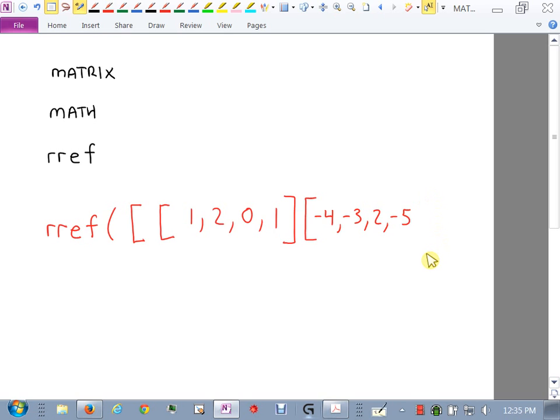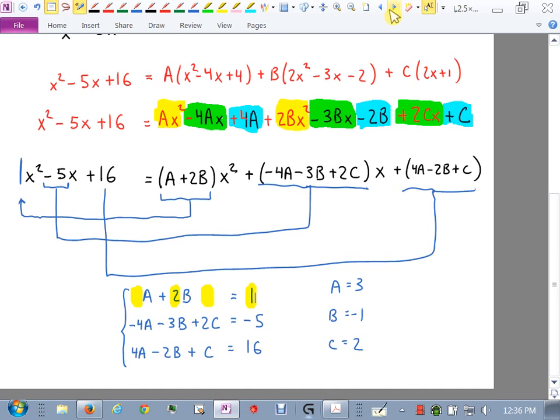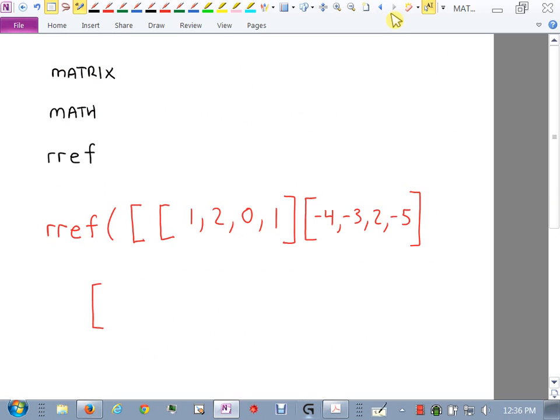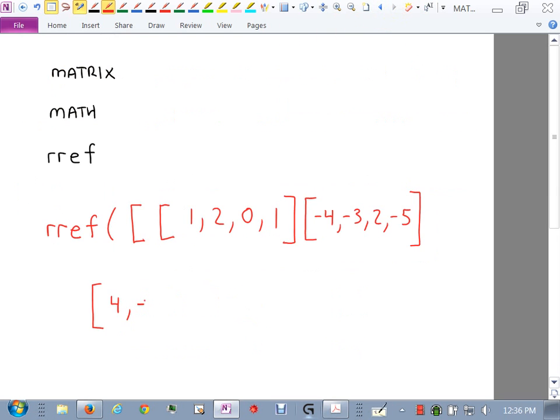Then what? Close the bracket. Now, open bracket. I'm going to have to continue on another line here. Open bracket, what? Last row. 4, comma, -2, comma, 1, comma, 16.